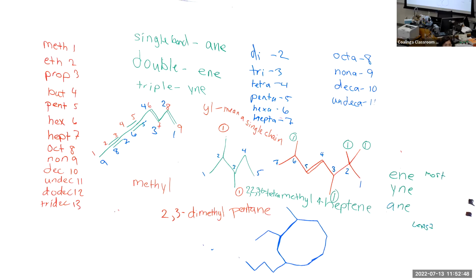Okay, so let's do this. Let's count the number of carbons. We want the longest chain. Now this is a ring structure, so they're going to go together. Since it's a ring structure, you're going to start counting from the one that has the longest side chain. That would make the most sense, right? 1, that's 2, that's 3, that's 4, that's 5, that's 6, that's 7, that's 8.